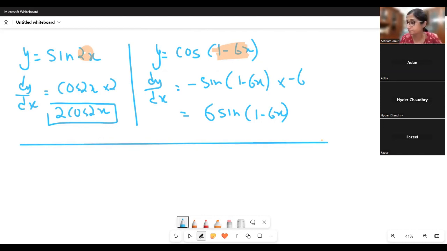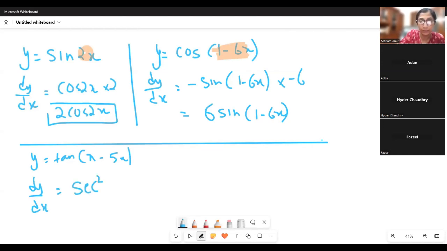Next would be y equals tan(pi minus 5x). So the derivative of tan f(x) is secant square f(x), so secant square(pi minus 5x) times the derivative of f(x). So the f(x) is pi minus 5x, pi is a constant, so the derivative of pi is 0, and the derivative of minus 5x is minus 5, so times minus 5. So we have minus 5 secant square(pi minus 5x).